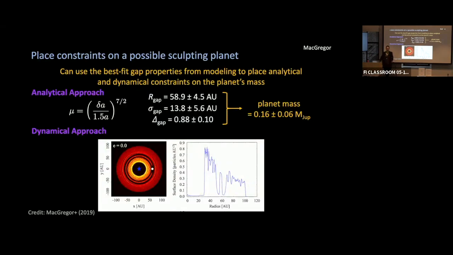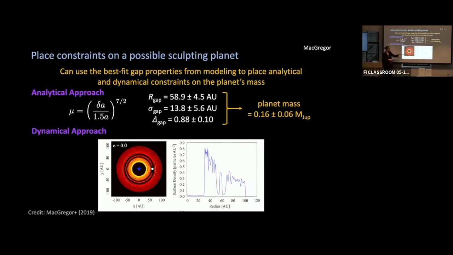And so structures that persist for that long must be getting maintained somehow. So this is showing an analytical approach where we say, imagine that the gap is at the chaotic edge of this planet. What does that infer in terms of a planetary mass? And we get something like 0.2 Jupiter masses. And then the bottom is showing REBOUND simulations where we take a 0.2 Jupiter mass planet, put it into a disk that has the same properties as what we infer from the ALMA image, and run it for 1 million years to see whether we can in fact open a gap on that timescale.